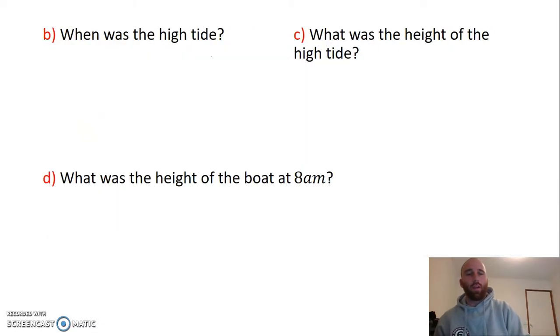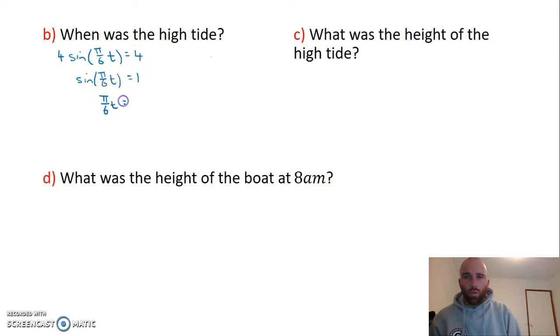If we wanted to find it algebraically though, we have to do it a different way. So we go 4 sine pi over 6 t equals 4. We're trying to find at what point it equals 4. 4 divided by 4 equals 1, so sine pi over 6 t equals 1. I'm going to go inverse sine of 1 and find solutions where sine is actually 1.